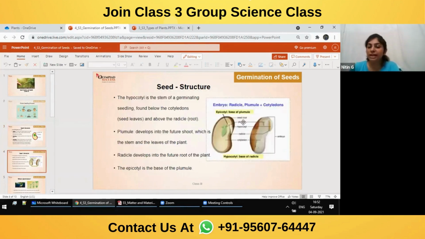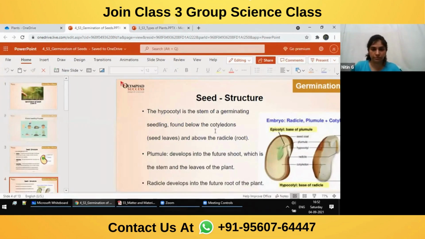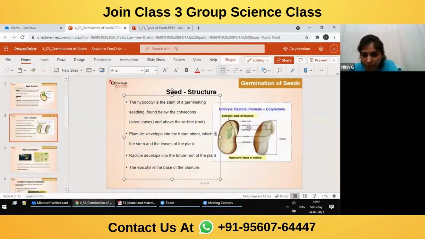Next, seed structure. A more detailed structure is that they have a plumule and a radicle. Can you see here, in the picture? They have a plumule, which is this first leaf which is coming out. This is the hypocotyle. This is the radicle. You want to write down: radicle is the one which forms the root, and plumule is the one which forms the shoot.